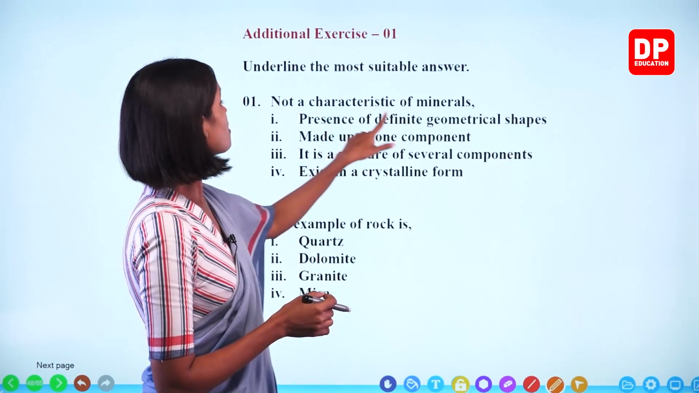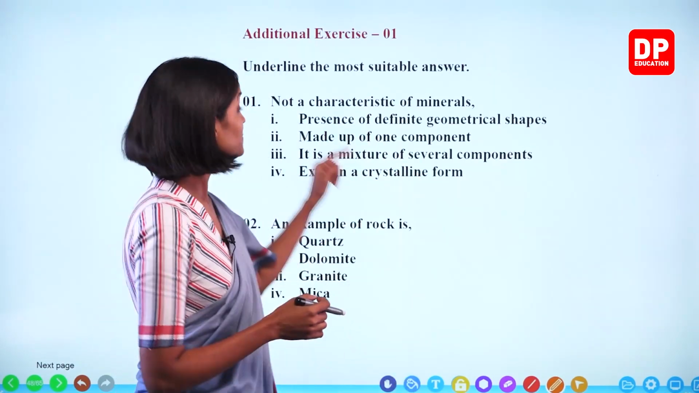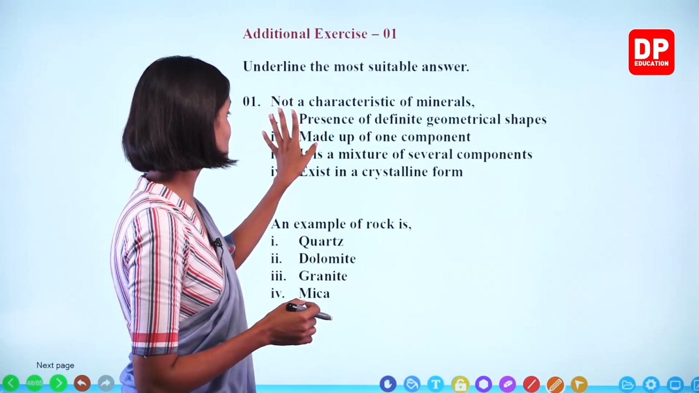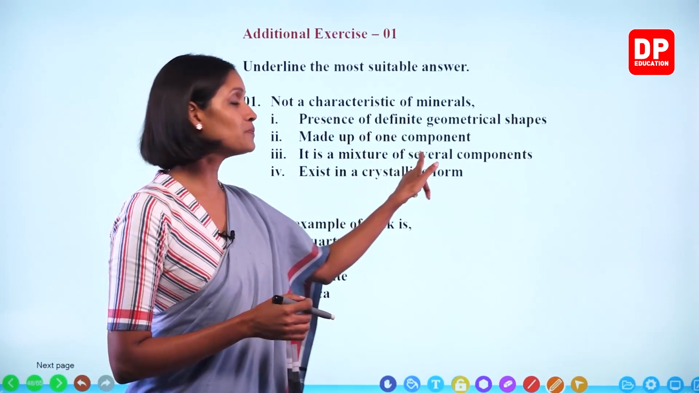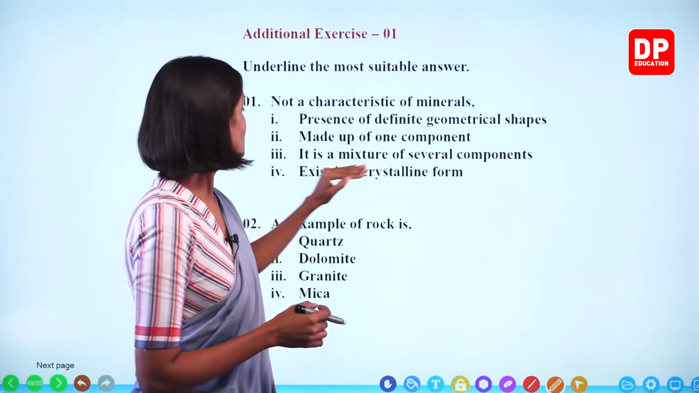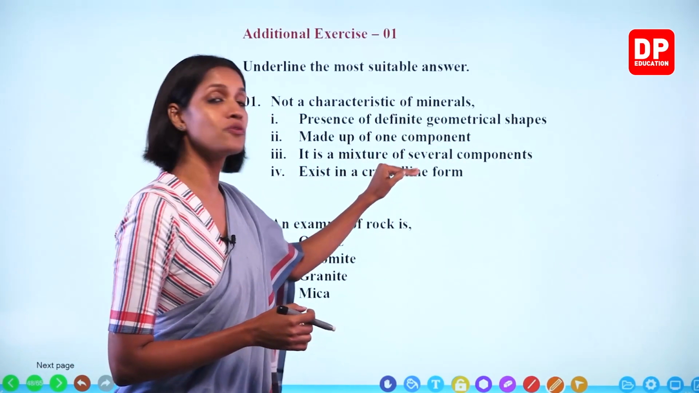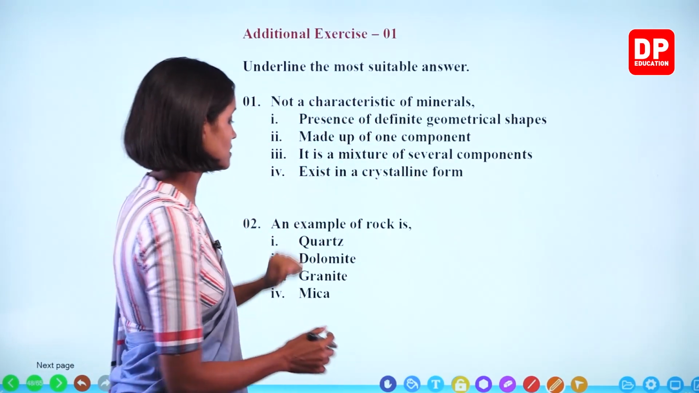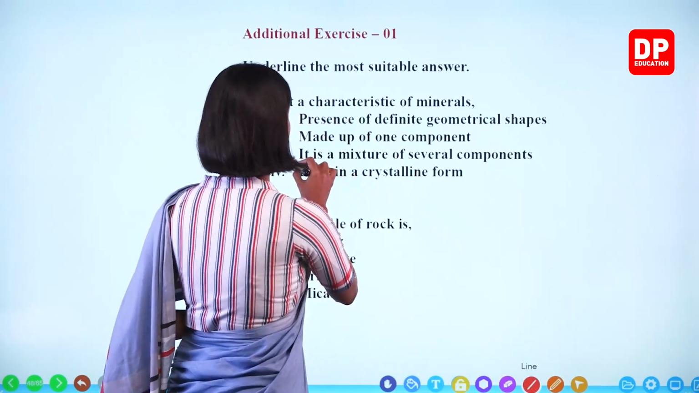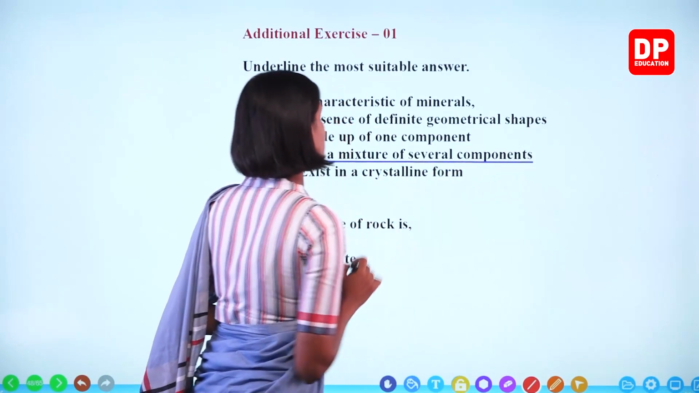It is a mixture of several components. Now, minerals are made by only one component. A mixture of several components is the rocks. Okay? Exist in a crystalline form is also correct for minerals. Therefore, the one that is not a characteristic is the third one. Right? It is a mixture of several components.